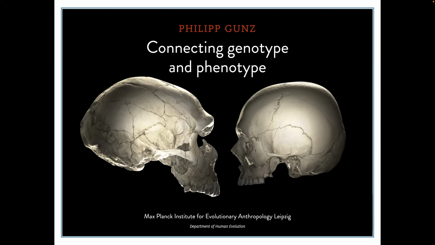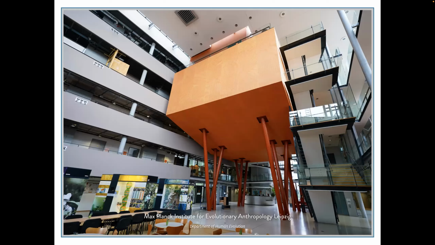So I'll talk about connecting genotype and phenotype, and I'll mostly talk about the fact that you all have weird heads. And the reason I know that is because all modern humans have very unusual head shapes, and I want to talk about the biological processes that lead to this and what they may tell us about the evolution of our own brain. And I'm a group leader at the Max Planck Institute for Evolutionary Anthropology in Leipzig.